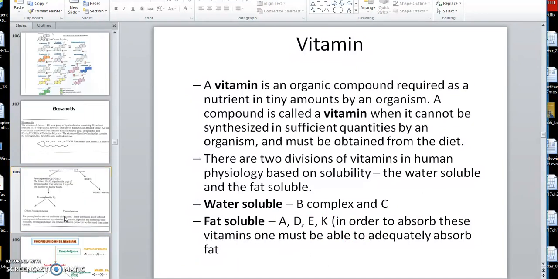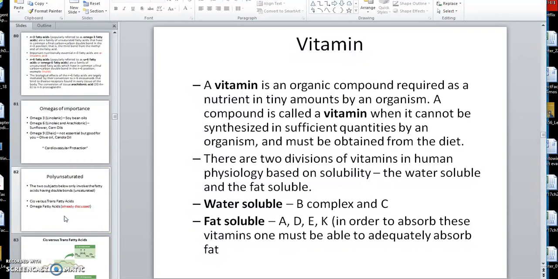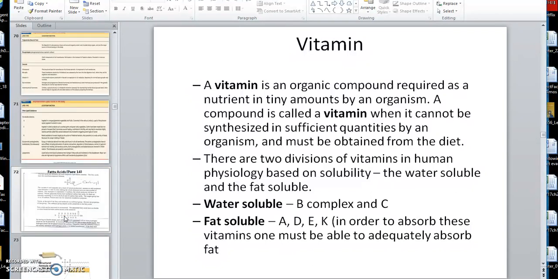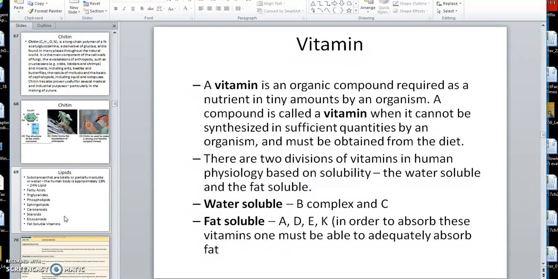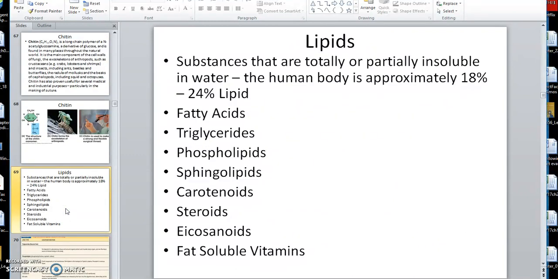So what we've done, I'll go back again, in a brief way, and I suggest you read it in the book, is go through and talk about the different lipids: the fatty acids, the triglycerides, the phospholipids, the single lipids, the carotenoids, the steroids, the eicosanoids, and the fat-soluble vitamins. Thank you.